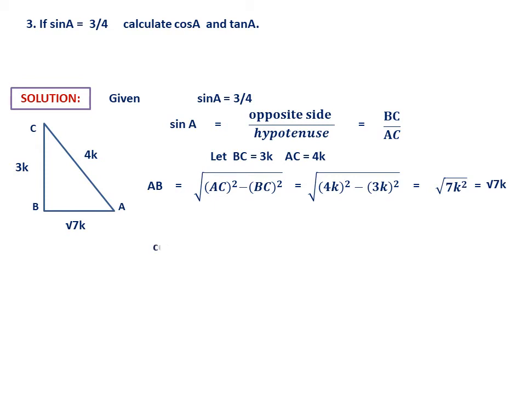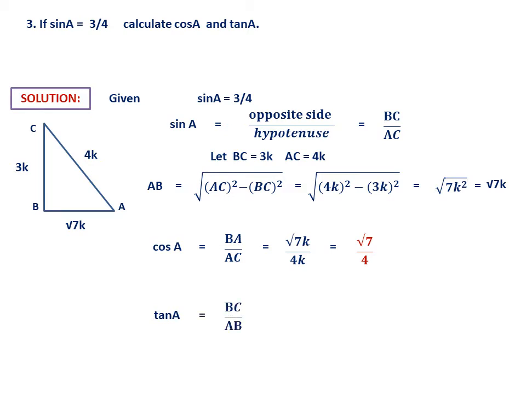Now find cos A and tan A. What is the cos A definition now? Cos A equal to adjacent side BA by AC hypotenuse. So substitute root 7K divided by 4K. Cancelling K we get root 7 by 4.